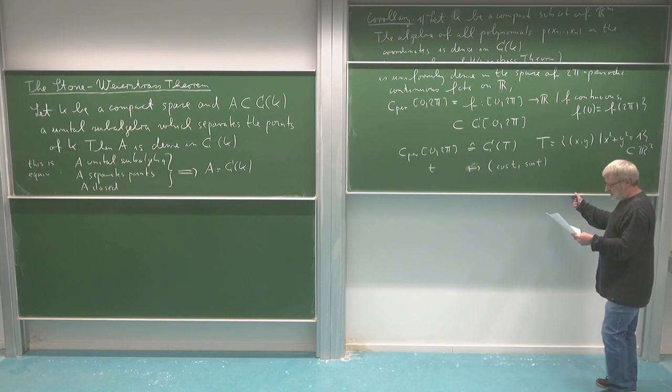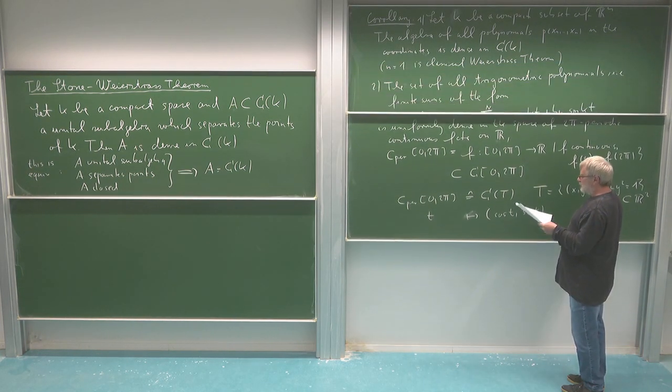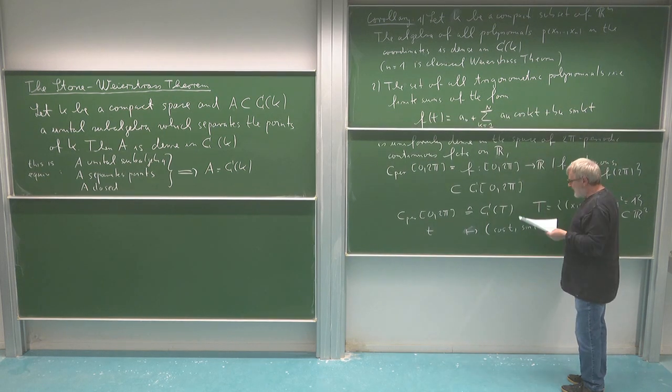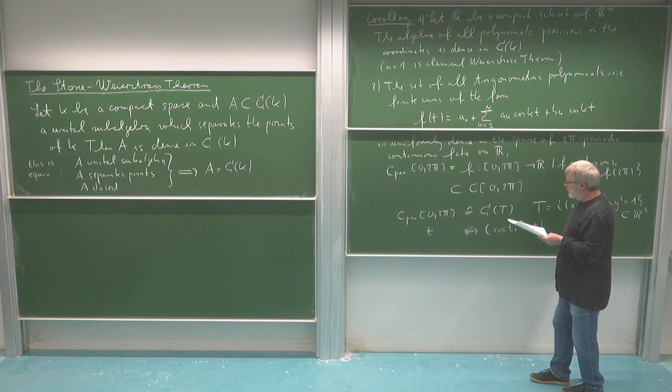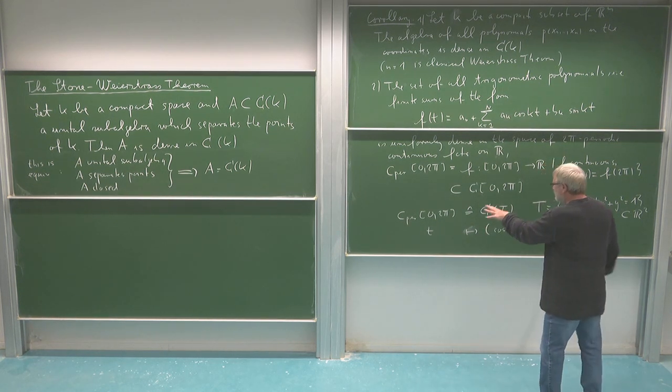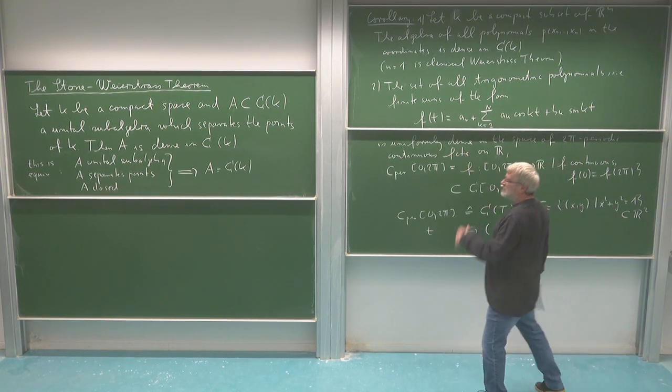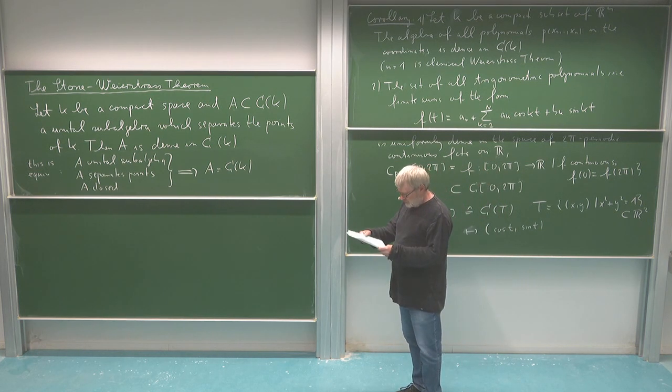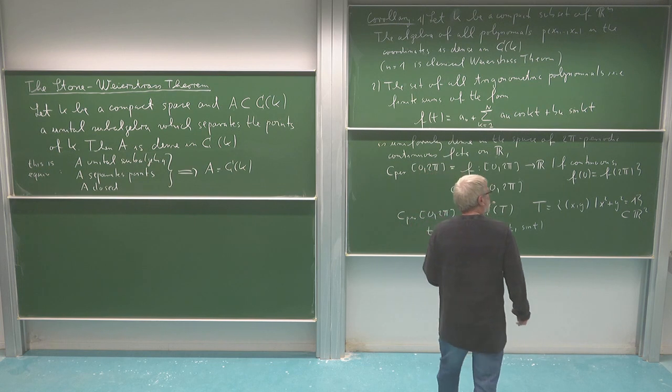Okay, and then the trigonometric polynomials which you have there correspond to the polynomials in these coordinate functions here. So you have to make this identification, and then it's directly the Stone-Weierstrass. Good.